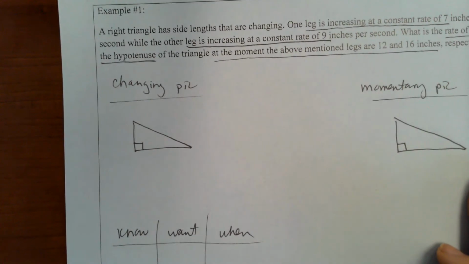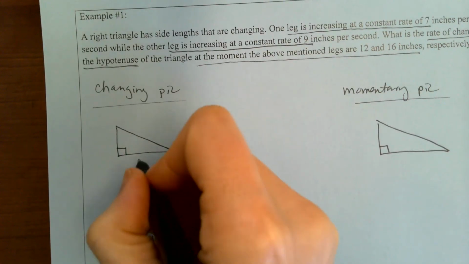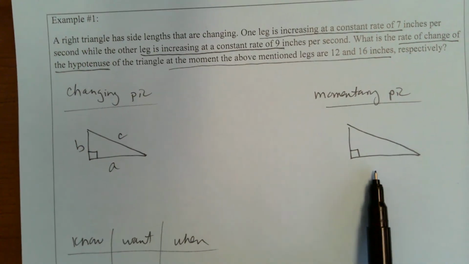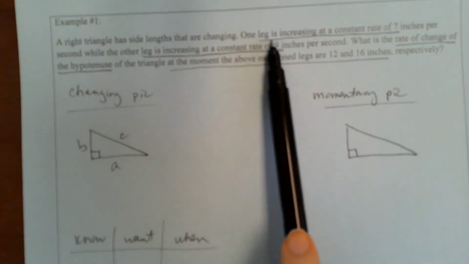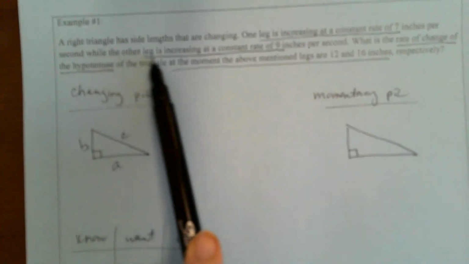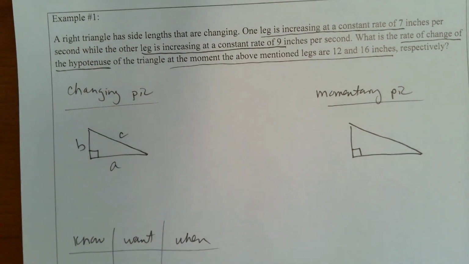So our changing picture, we are going to be labeling with only variables. Okay, so I'll let that be A, B, and C. So on the changing picture, you never label any numbers unless it is a number that is always the same. But on the momentary picture, this is where we can put in a couple of things. Let's fill in what we know, want, and when.